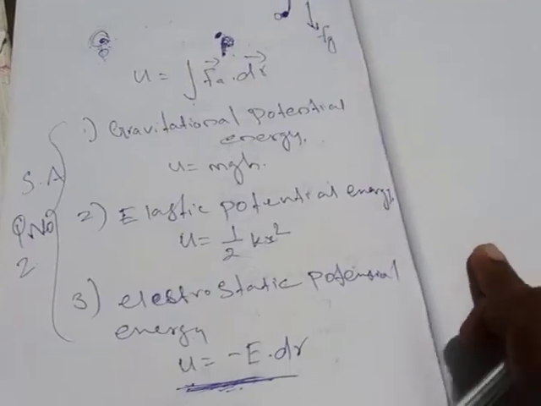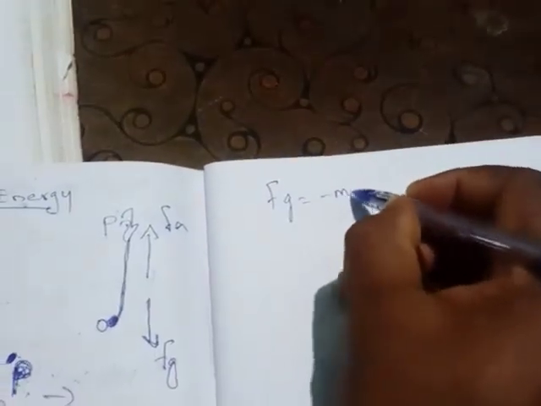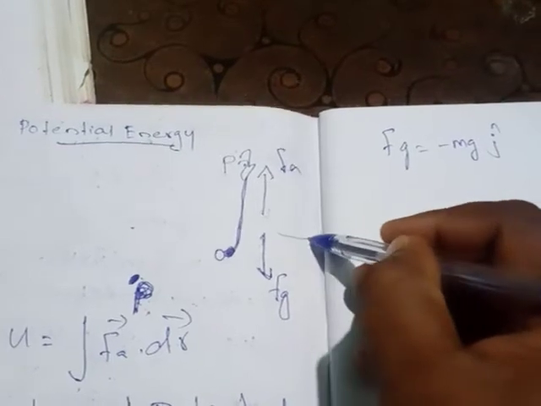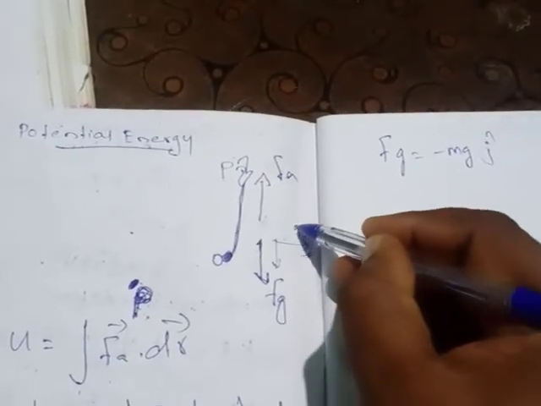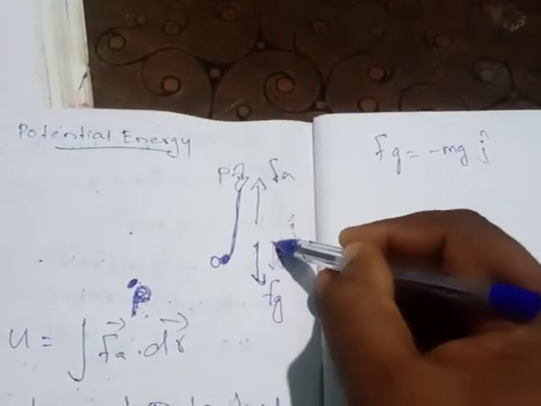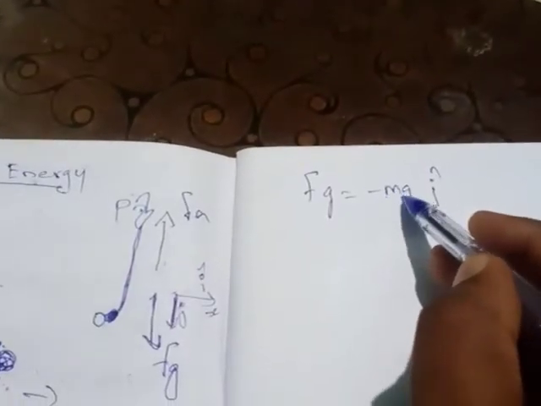So we can write the gravitational force as F G is equal to minus mg j unit vector, because this is the direction. This is the x-axis and this is the y-axis. In the x-axis we use the i unit vector, in the y-axis the j unit vector, and this is in the minus j direction, so we use minus mg.